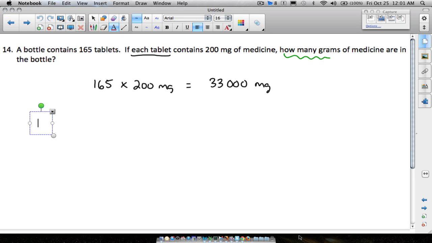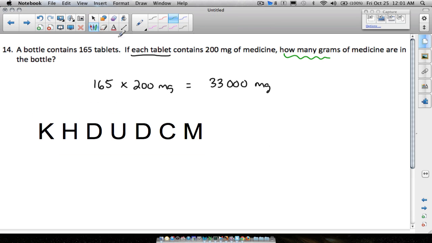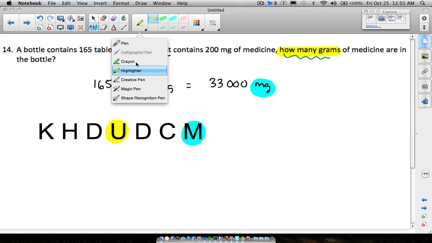What can we go back to here? We're talking about the metric system. King Henry drinks chocolate milk. What we're trying to do here is convert from what to what. We have milligrams given, so we're way over here on the right. But the question says how many grams. So we want to convert to the unit. Remember the notes in class, the unit represents grams. It could represent liters or meters. In this case, it represents grams.